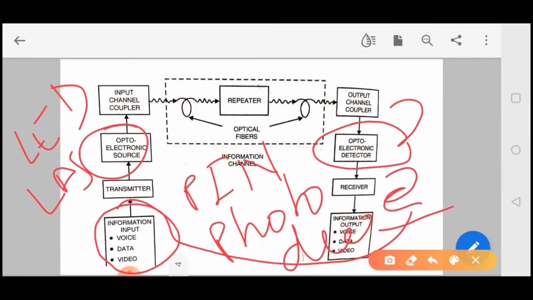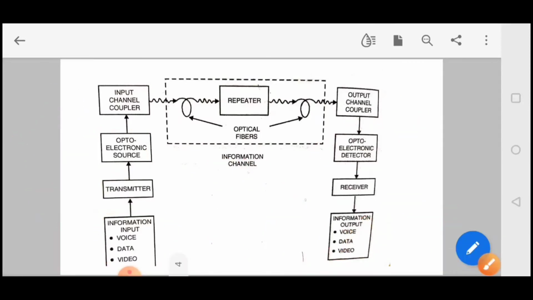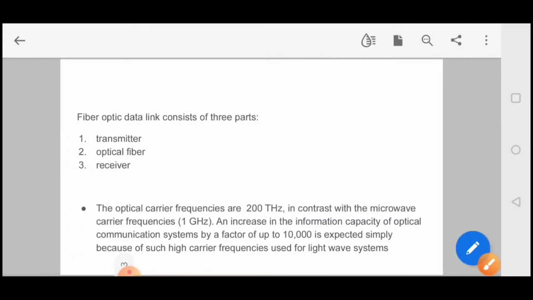In a voice you can say hi, in data like any PDF or something, in a video like when you are talking on Wi-Fi, on WhatsApp, or something else. So this is the whole diagram of the optical communication. Hope you are getting my point.